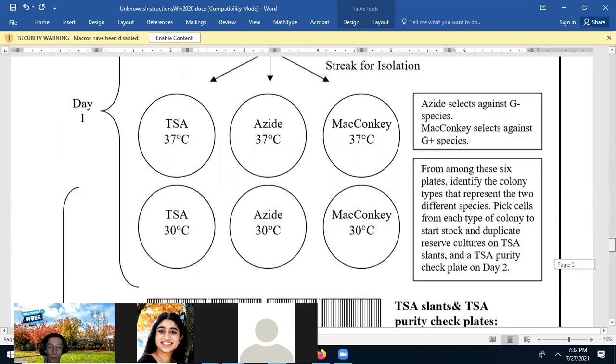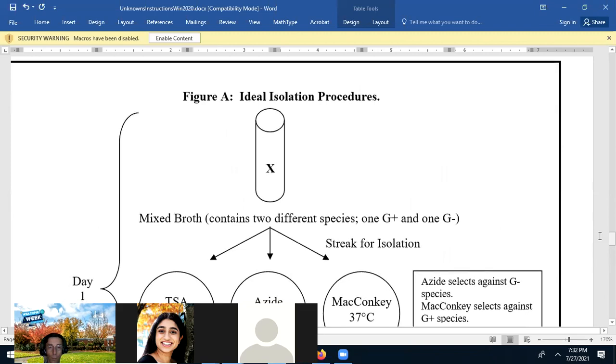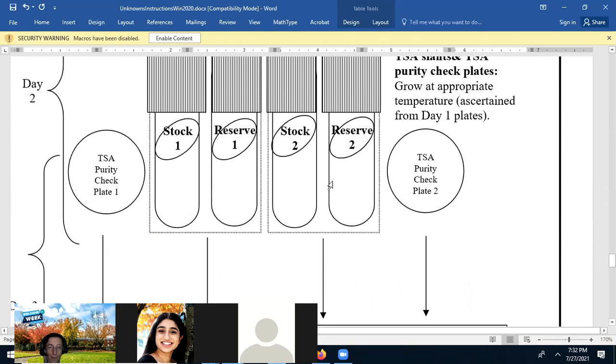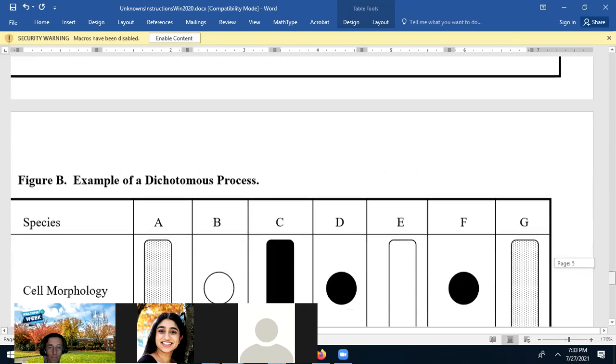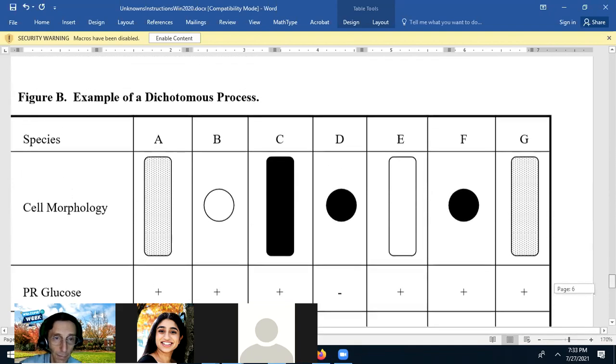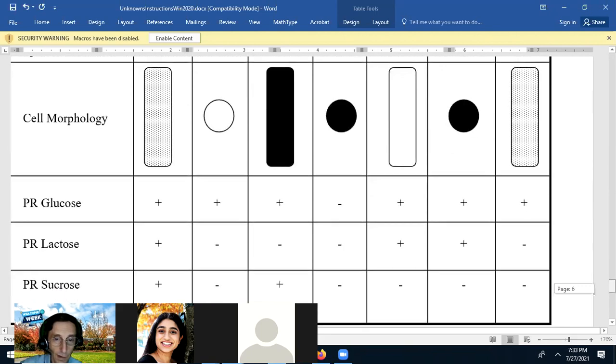But you won't be doing this. I will give you one pure species, and you will online say you're streaking it out to grow up your stock culture, but that's all you're going to be doing, okay? And if I give you that information today, you could start that, but we'll see if I can get the information out to you tonight, okay? I'll try and get out the unknown number and start the glucose hydrolysis test.